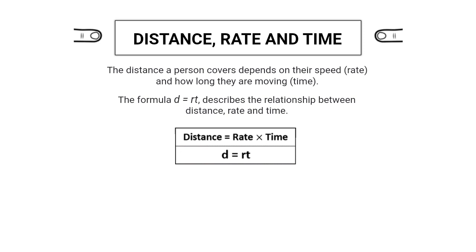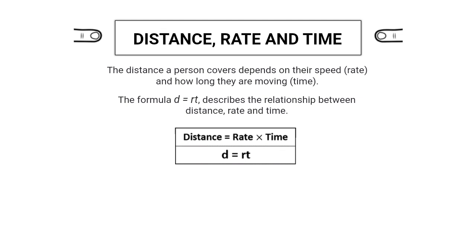So the distance a person covers depends on their speed, how fast they're going, as well as how long they're moving at that speed. In other words, the time. And so the formula D equals RT, or distance equals rate times time, gives the relationship between those three variables.